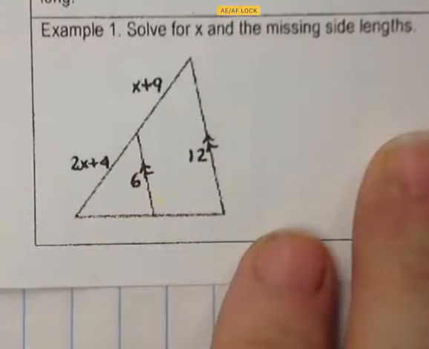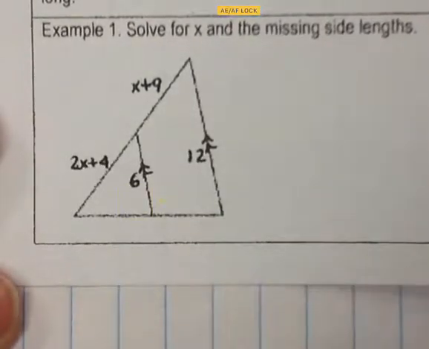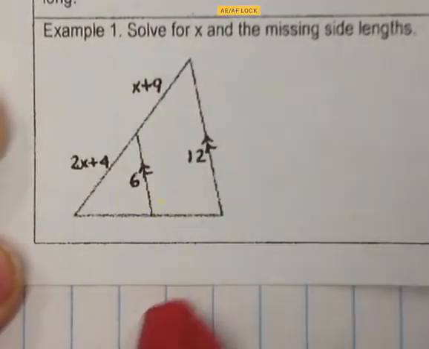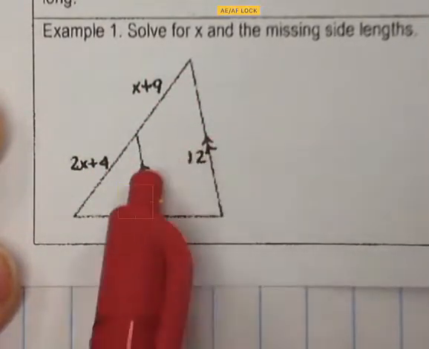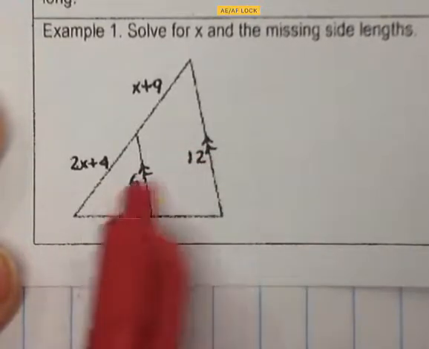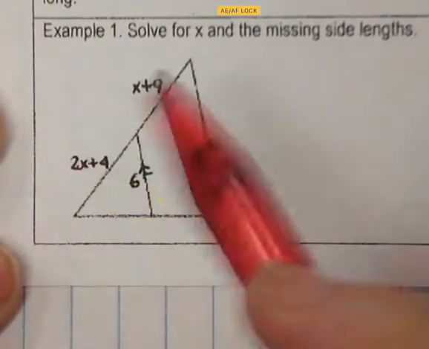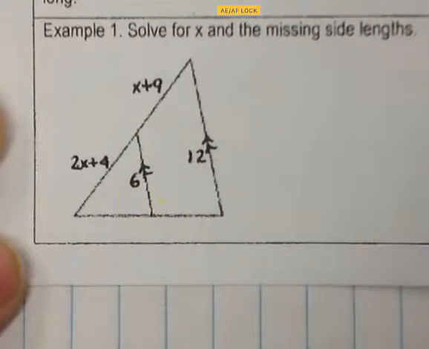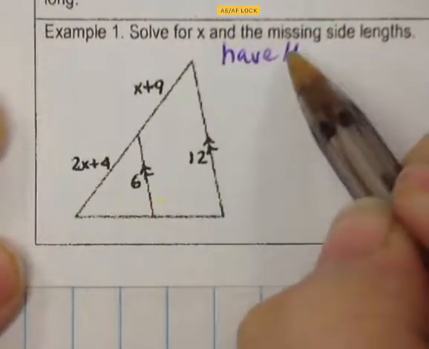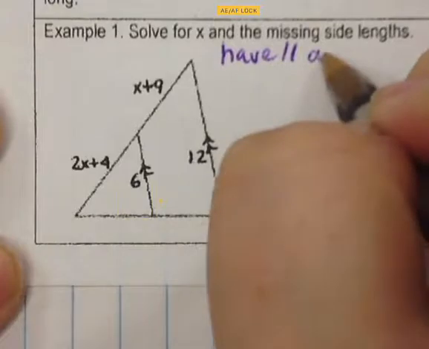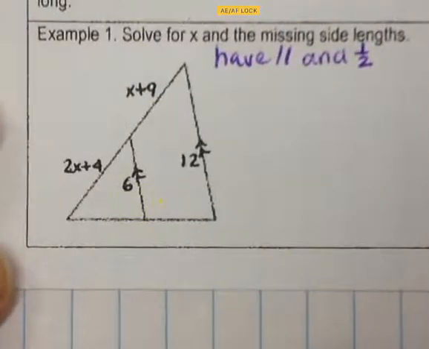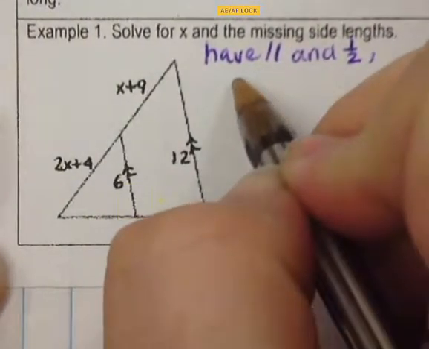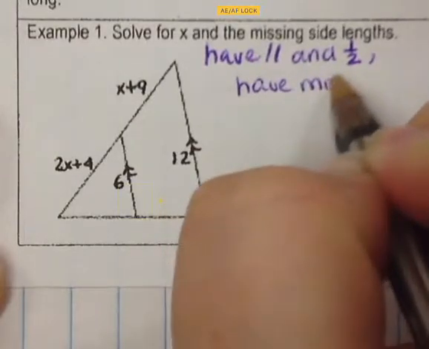So let's look at a couple of examples. This first example says solve for x and the missing side lengths. On this problem, we are not given midpoints because we don't have the tick marks, but we do have parallel and we have half as long. So we know that 6 is half as long as 12. So since we have parallel and half as long, I'm going to make a little note about that. We have parallel, that's the symbol for parallel, and half. We have the second part of our theorem. Therefore, we have midpoint.